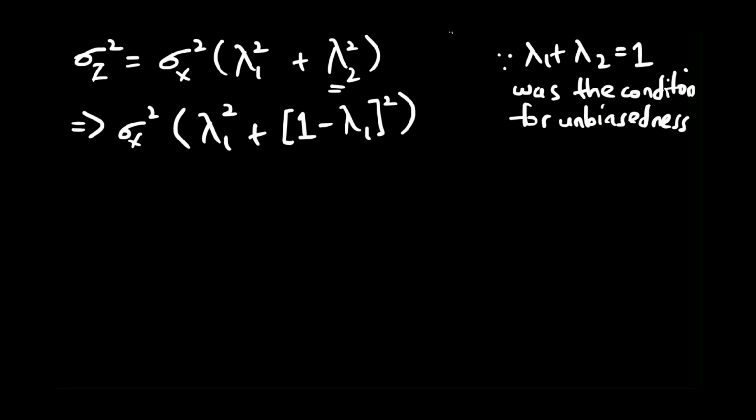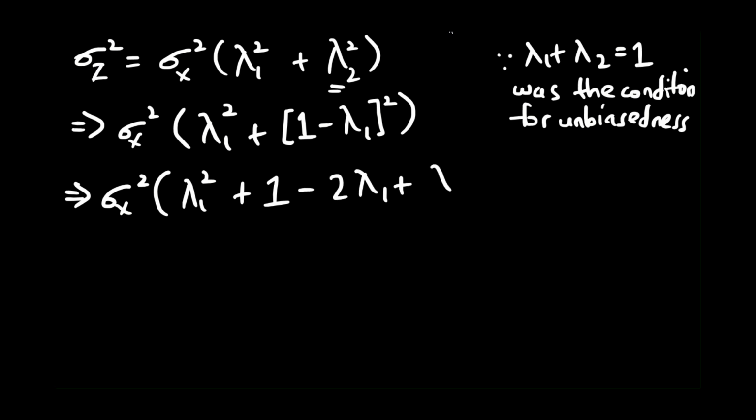Okay. Next, we can expand this quadratic, that is (1 minus lambda 1) whole squared. When we expand it, this is what we get: sigma squared x times lambda 1 squared, plus 1 minus 2 times lambda 1 plus lambda 1 squared, and this simply equals sigma squared x times lambda 1, sorry, this is going to be 2 times lambda 1. Let me just erase that.